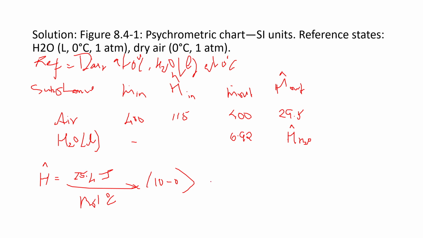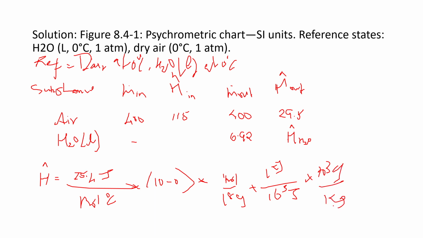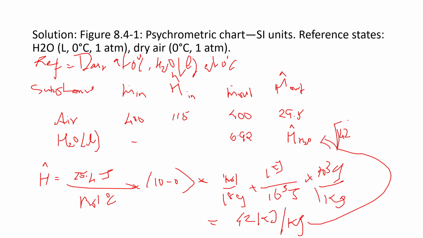Converting this into grams, so we will divide by the molecular weight, which is 18 gram, multiplied by joule to kilojoule conversion, gram to kg conversion. So the answer that we will get is 42 kilojoule per kg. So this can be substituted here. Now we have got the table.